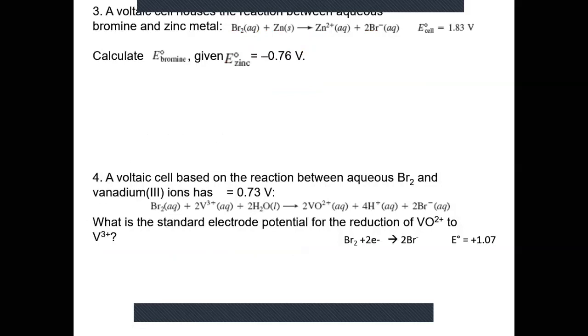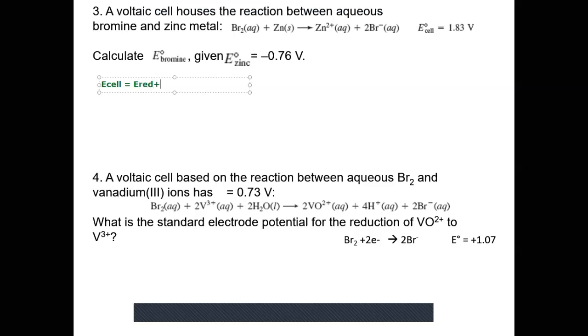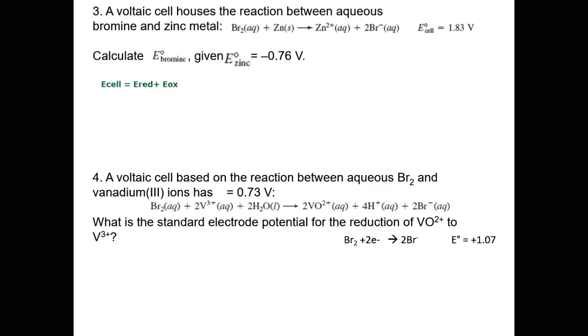So remember, E of cell equals E of reduction plus E of oxidation. And so in this, we see that Br2 is being reduced, but we don't know its reduction potential. And we know that zinc is being oxidized.